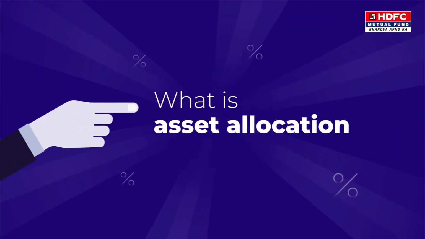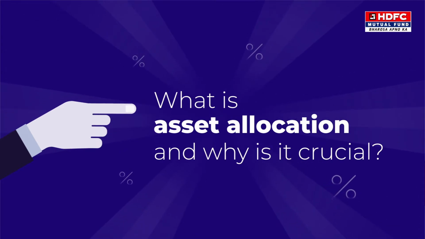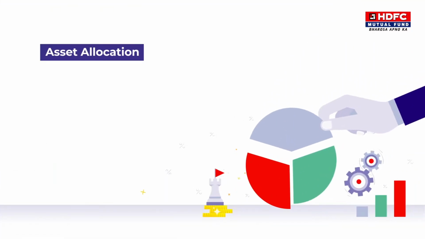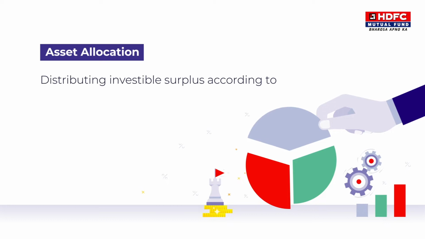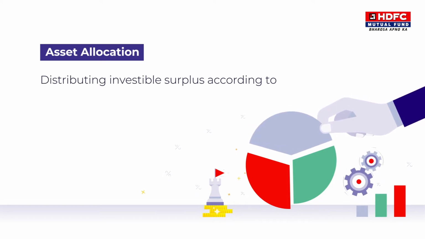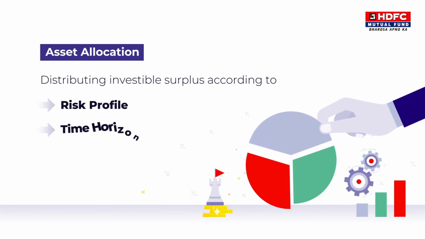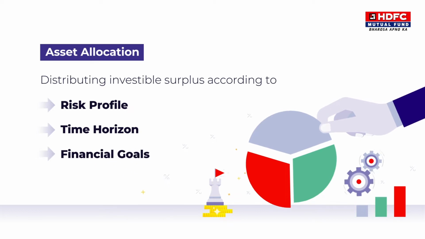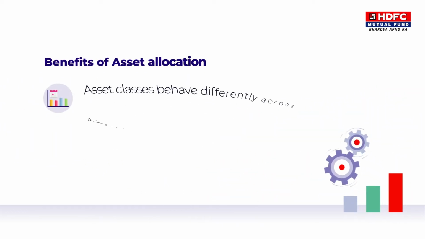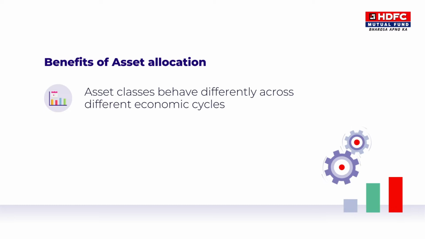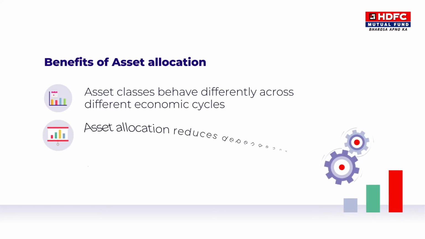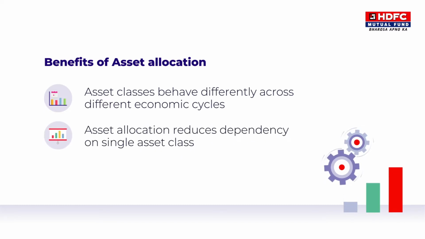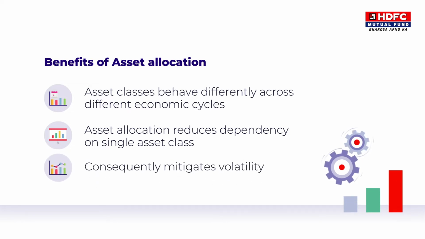What is asset allocation and why is it crucial? Asset allocation refers to distributing your investable surplus across various asset classes according to risk profile, time horizon, and financial goals. Each asset class behaves differently across different economic cycles, and asset allocation reduces your dependency on a single asset class to generate returns. Consequently, it mitigates volatility of portfolio returns.